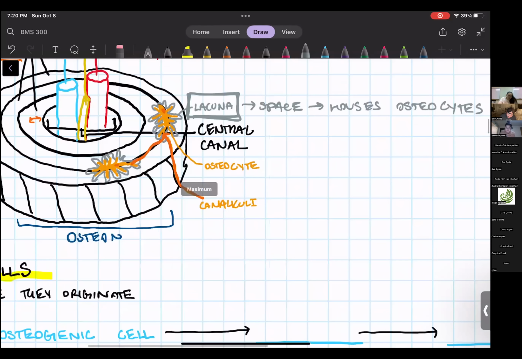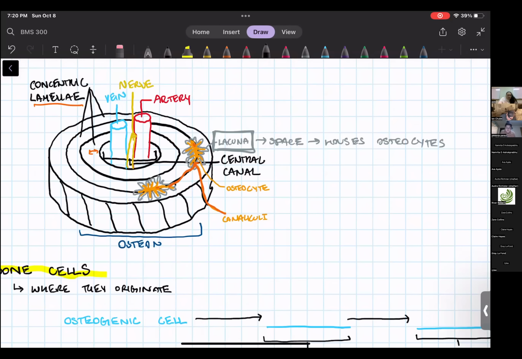From there, they'll have little projections called canaliculi. This allows for these cells to communicate with each other. So that's where we can bring in our idea that we talked about in the first unit about gap junctions, things like that. This is where these cells can actually have some sort of cytoplasmic continuity, and they can share ions, share signals, whatever it is. And then basically the center of it is that central canal. You'll have some sort of blood supply there, vein, artery, you'll have a nerve, and all of that will run in the middle of these osteons.